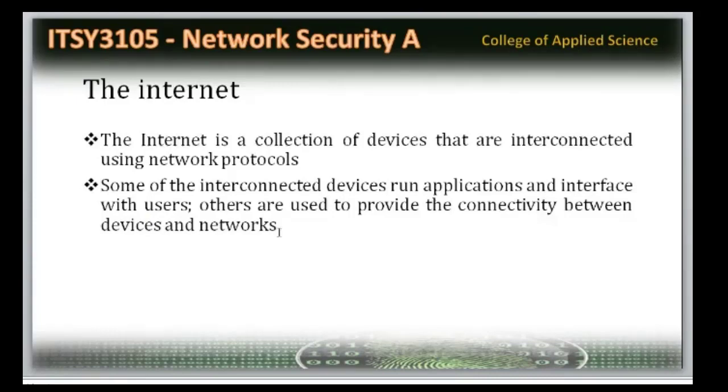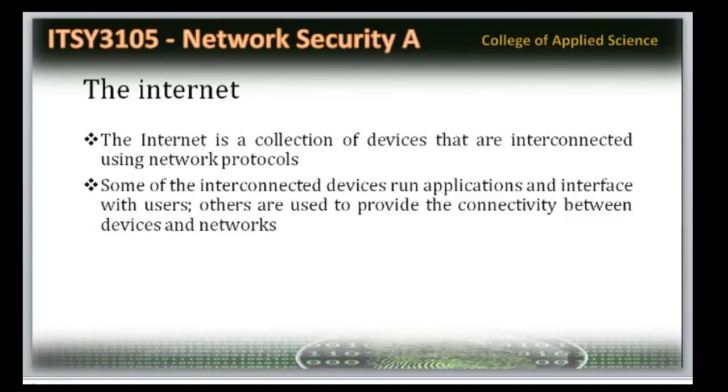Some of the interconnected devices run applications and interface with the users. Others are used to provide connectivity between the devices and networks. So some are running the applications, some are accessing the applications. We are communicating through the internet from one device to another, from any place to any place in the world. So it is a global network. In a very simple way, it is a collection of networks.